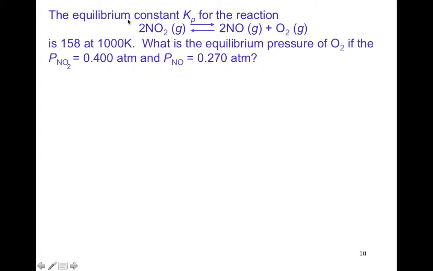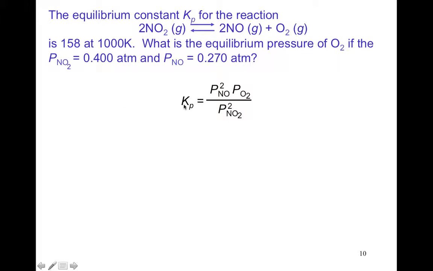So, let's look at another one. Equilibrium constant Kp for the reaction: 2 nitrogen dioxide gas goes to nitrogen oxide gas and regular old diatomic oxygen gas. The Kp is 158. Our temperature is 1000 Kelvin. It's nice, they gave us Kelvin, we don't have to convert. What's the equilibrium pressure of oxygen, if the pressure of nitrogen dioxide is 0.4 and the pressure of nitrogen oxide is 0.270? Oh, that's easy. They give us the constant for the whole reaction and the pressure for this guy and this guy. Find this guy. So not so bad.